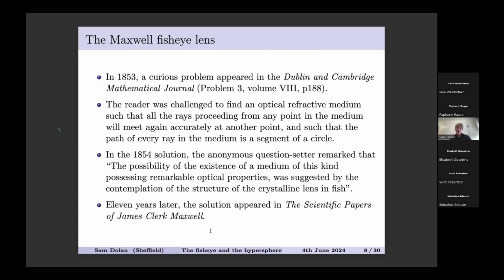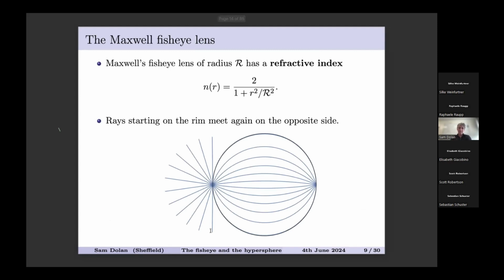Well, in 1854, the solution was posted in the same journal, and the anonymous question setter remarked that the possibility of the existence of a medium of this kind possessing remarkable optical properties was suggested by the contemplation of the structure of the crystalline lens in fish. So that's how it gets its name, because 11 years later, this solution appeared in the scientific papers of James Clerk Maxwell. So we now know that it was he who posed and solved that problem, and he was also interested in eyes of fish. Okay, so that's enough history. Let's get on to how it looks.